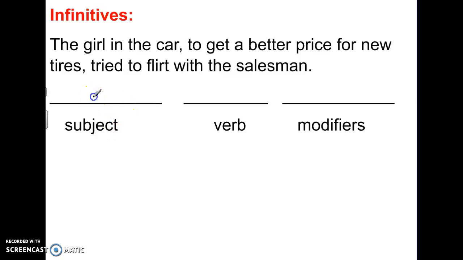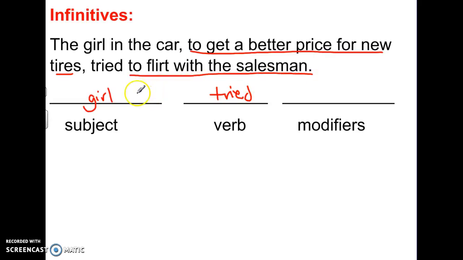So the girl in the car, to get a better price for the new tires, tried to flirt with the salesman. So girl is the subject. What is she doing? The girl tried. You're going to find yourself some infinitives. To get a better price for new tires and to flirt with the salesman are both infinitive phrases that are being used to help modify the subject girl and the verb tried. You're going to put those on the modifiers line. Go ahead and stop the video. Do sentences 4, 5, and 6. Then check your answers.